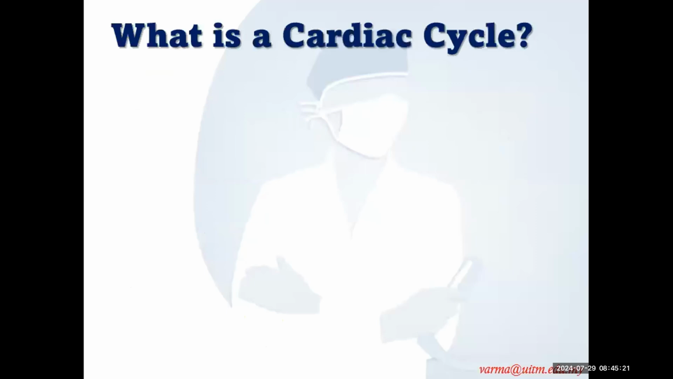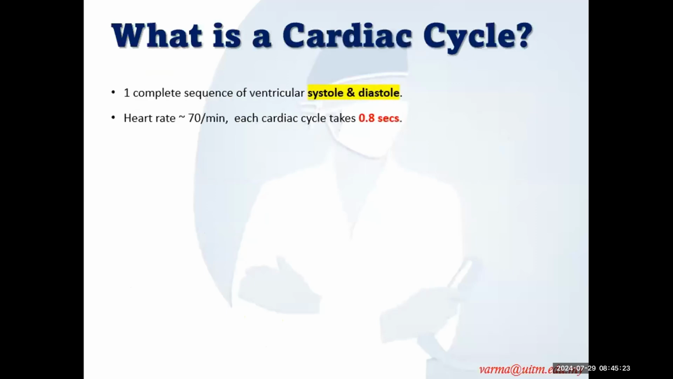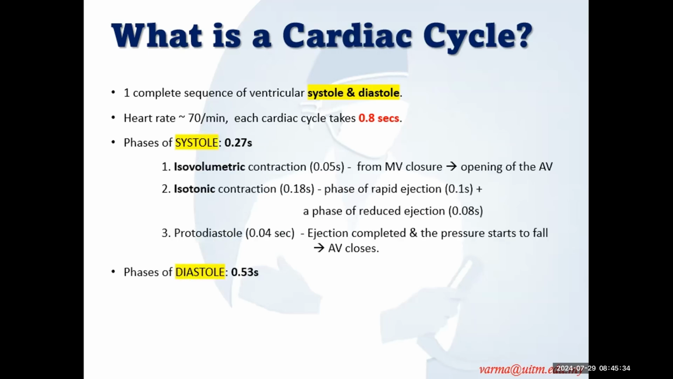So, cardiac cycle. What is a cardiac cycle? It's a complete sequence of systole and diastole. Keep it simple that way. For a heart rate of 70 per minute, it's around 0.8 seconds. For the phases of systole, you don't have to know the exact timing, but you have to know there are 3 different phases. Some people omit this.